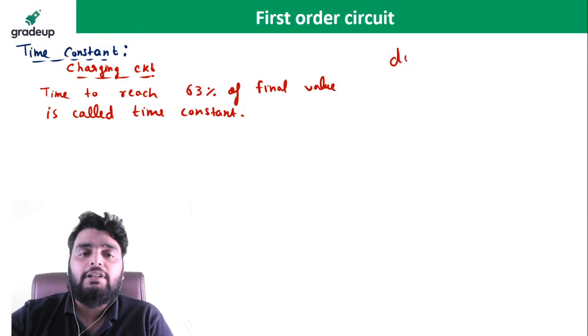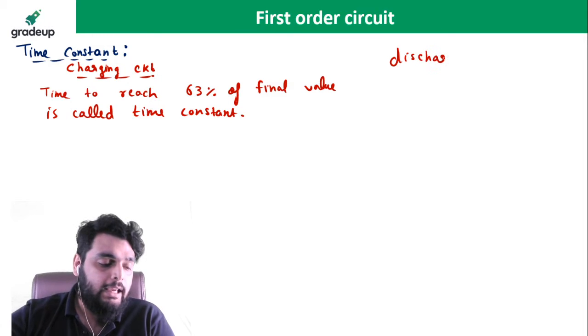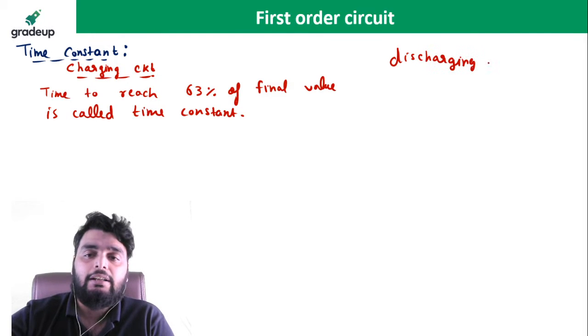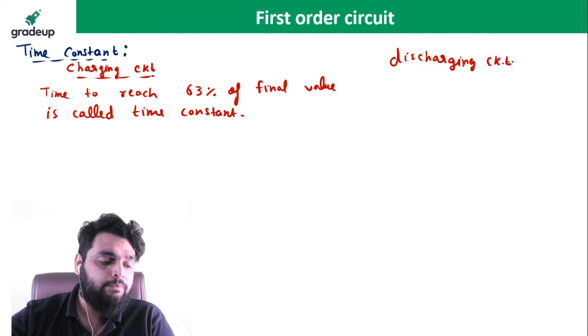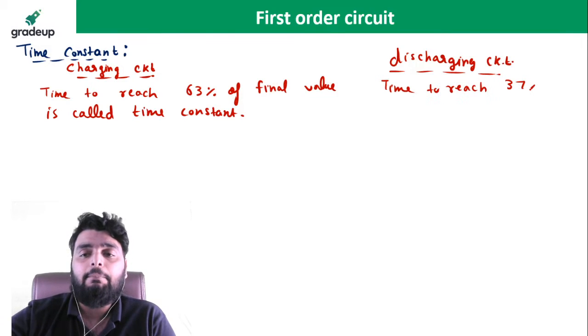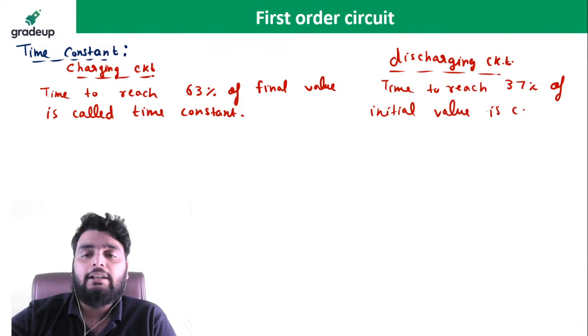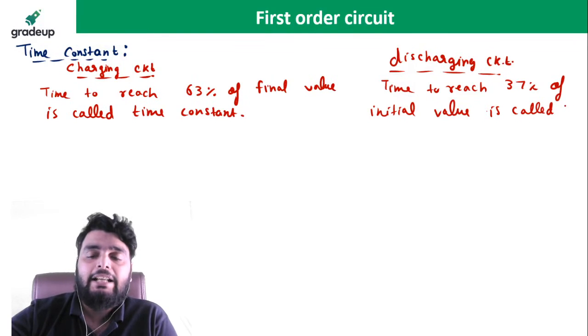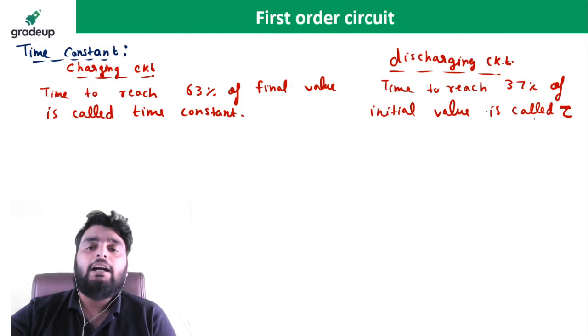In case of a discharging circuit, what will be the time constant? In a discharging circuit, the time to reach 37% of the initial value is called the time constant. And the time constant is represented by the symbol tau.